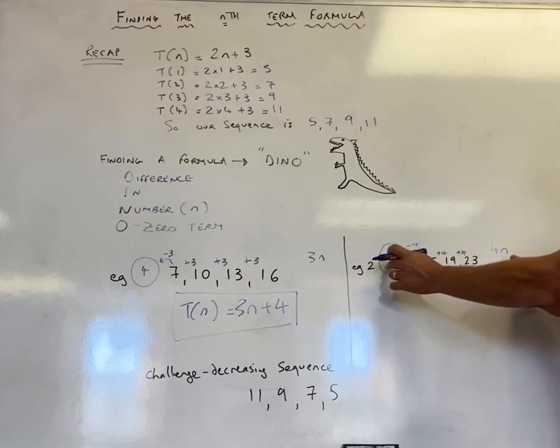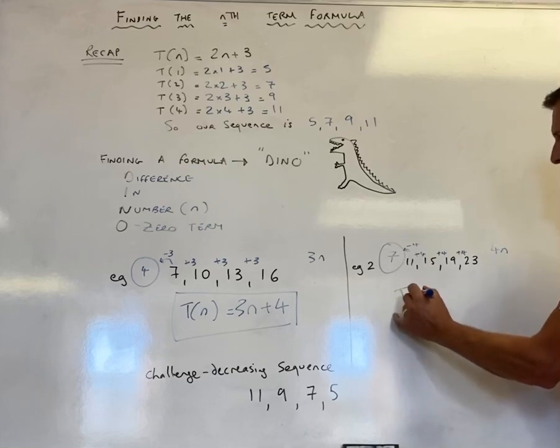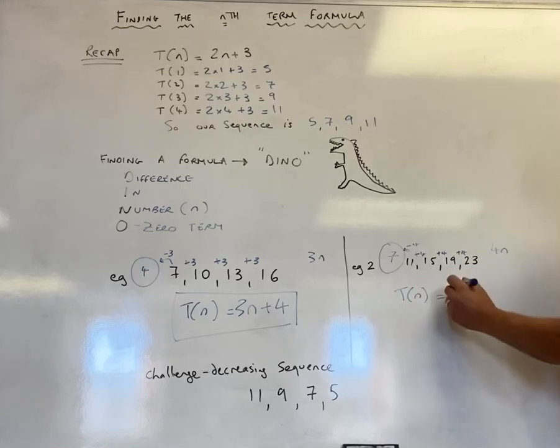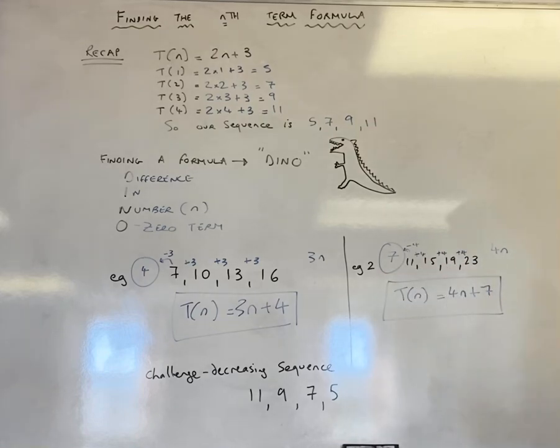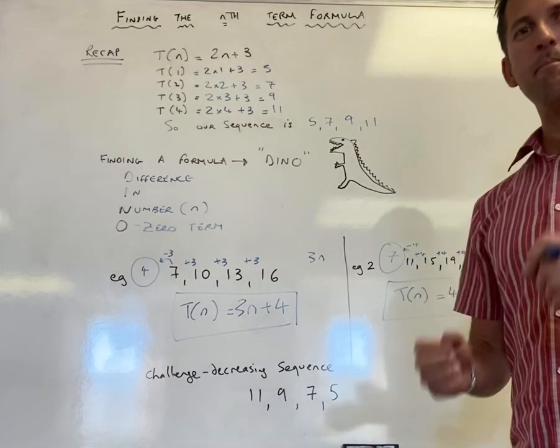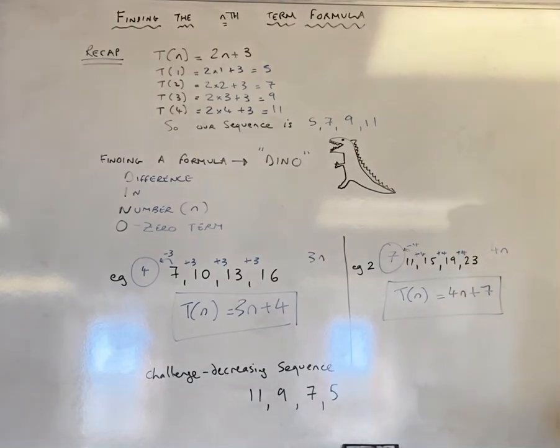So if we bring these two things together, we've got our term number is the 4n bit and the plus 7. And there's our beautiful formula for our sequence. If you can do them in year 7, that is amazing, absolutely amazing. Okay, but I know some of you won't be satisfied with that.